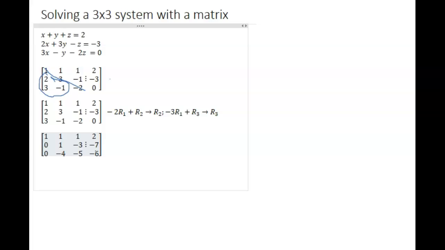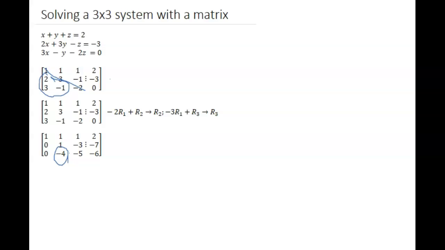So we've done it. We've gotten zeros in the first column there. I just have one more thing to take care of, and that's I want there to be a 0 in the 3, 2 spot, row 3, column 2. I want that negative 4 to be a 0.